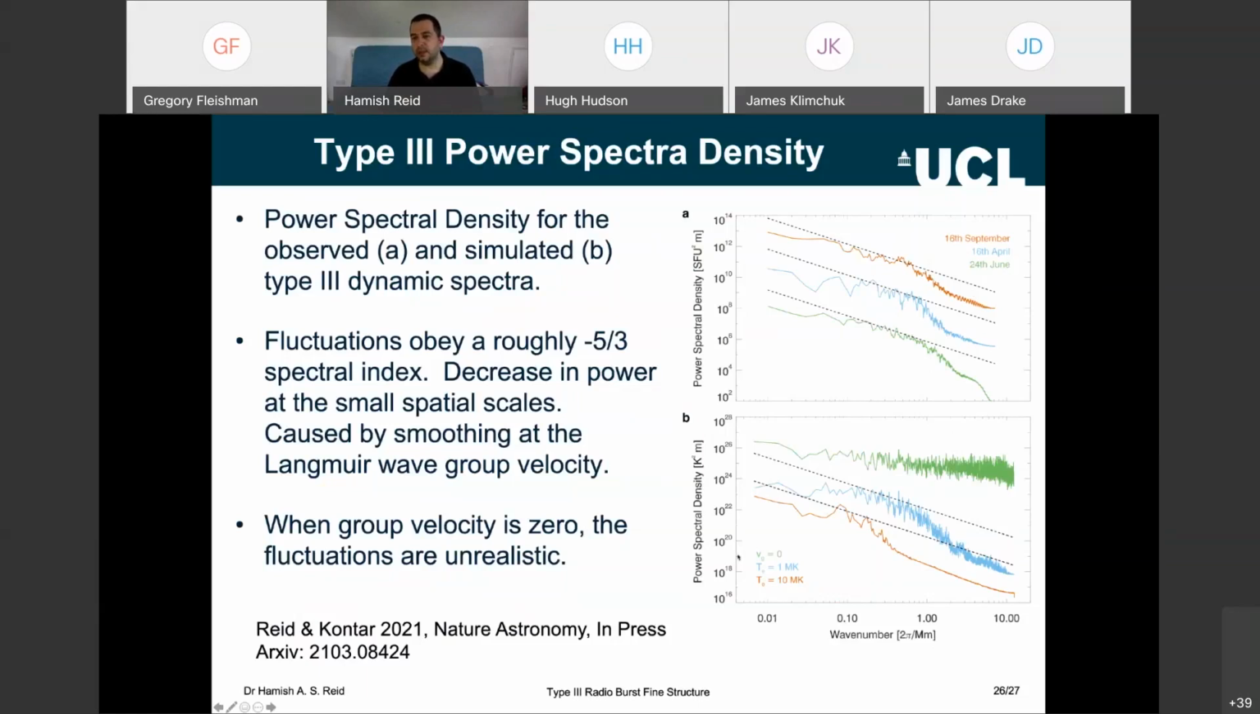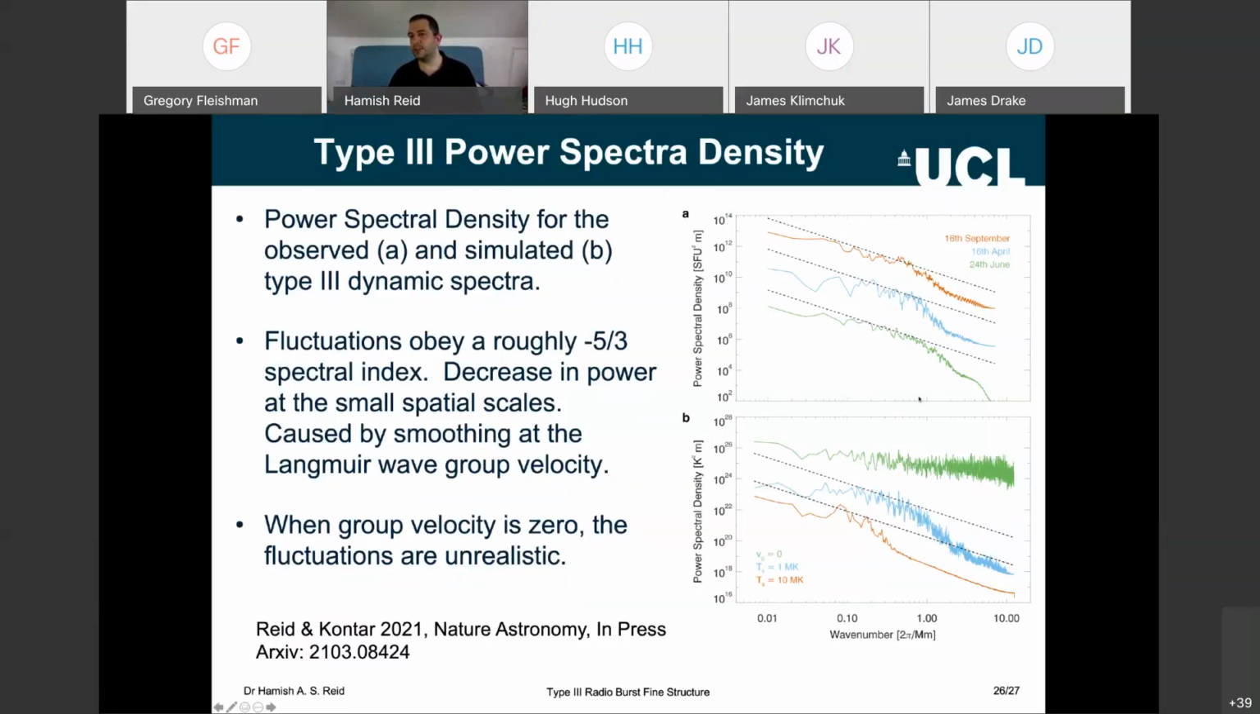And the simulated power density spectra below, where the blue one is the one that we had at 1 megakelvin. And again, you can see the dashed line showing you this sort of -5/3 power spectrum. And what we also see is this sort of decrease in the power density spectra at the higher wave numbers. And if you remember, I showed you before that the Langmuir wave group velocity is causing this blurring of the spectrum at the fine scales. And so this is exactly what we expect. It's what we see in the simulations. It's what you don't see when you turn off the Langmuir wave group velocity, which is the green curve.